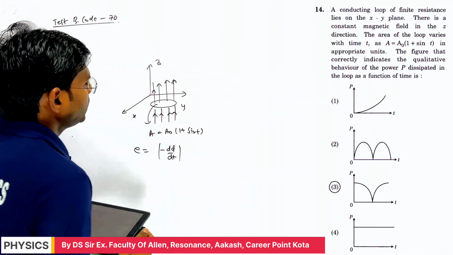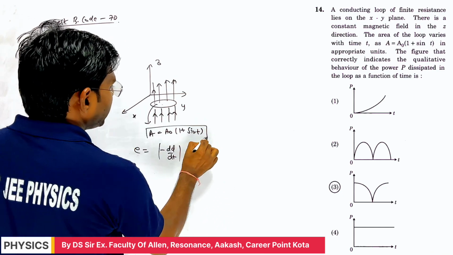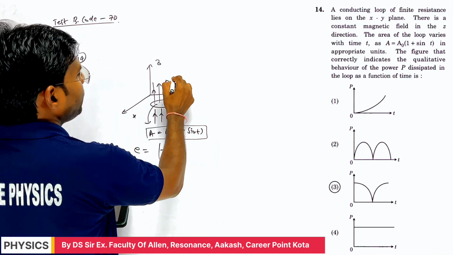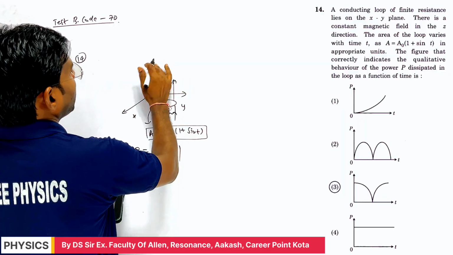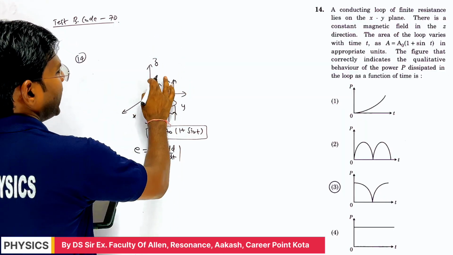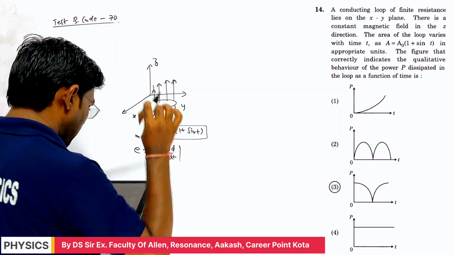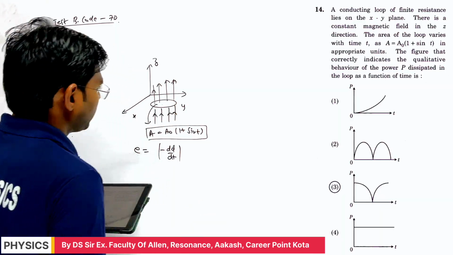Read this question. In this question, a conducting loop of an area which is variable as a function of time t lies in a magnetic field applied perpendicular to the plane of the loop, along the z direction. You have to find the power dissipated as a function of time t in this loop.